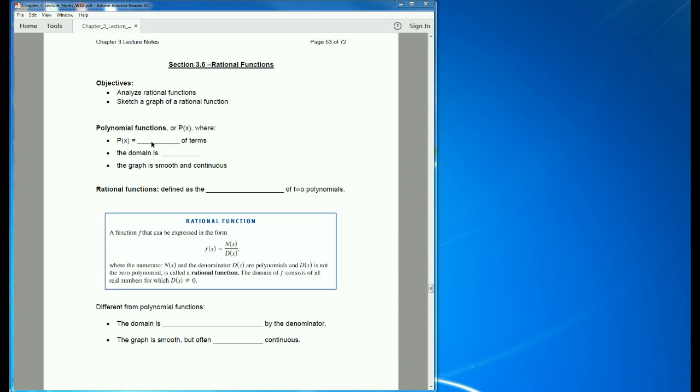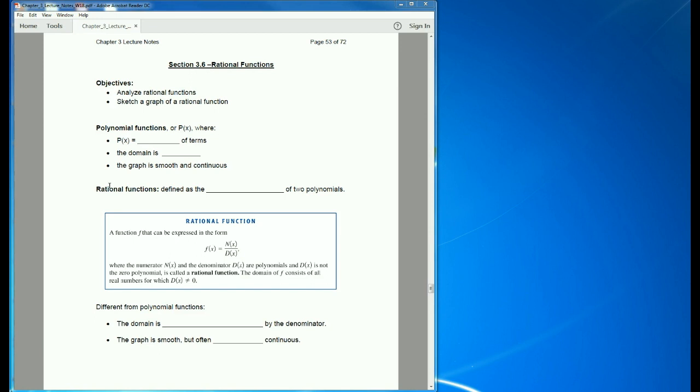x, where p of x is a sum of terms. You're adding the terms together. The domain is always all real numbers, negative infinity, comma infinity, and the graph is smooth and continuous.